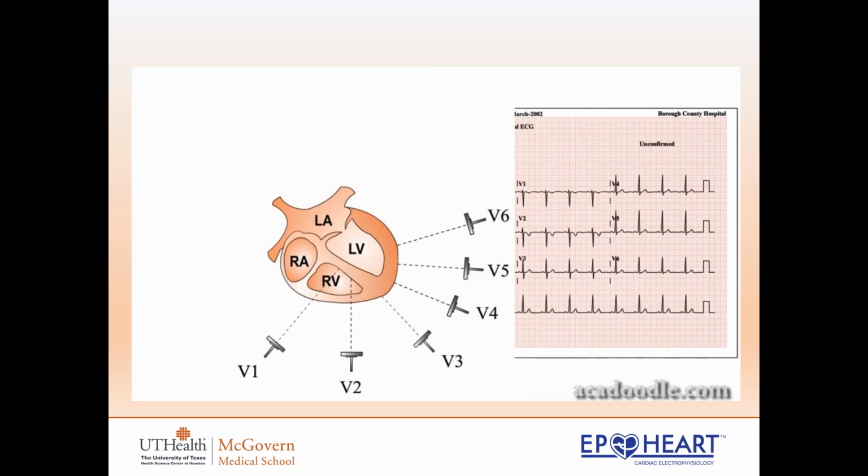The development of dominant R waves from lead V4 through to lead V6 is termed normal R wave progression. This reflects a healthy muscle mass in the left ventricle. Normal R wave progression may be lost in infarcts affecting the left ventricle.